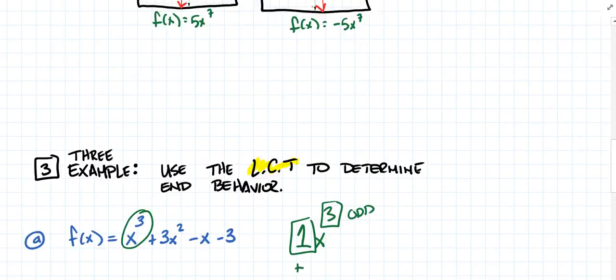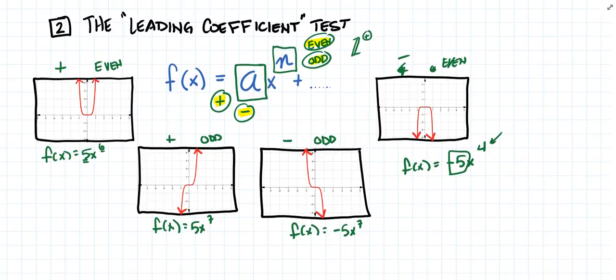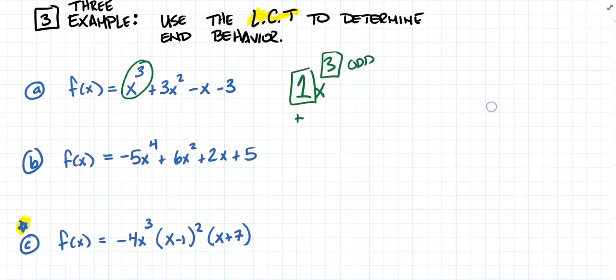So this number is positive, and this number is odd. Positive and odd. So if I do a little cheat sheet and go back up to box number 2, positive and odd means I'm going to have this graph right here. It's going to rise on the right and fall on the left. So the way we write that down is up right, down left. Or you could say down left and up right. Doesn't matter to me.